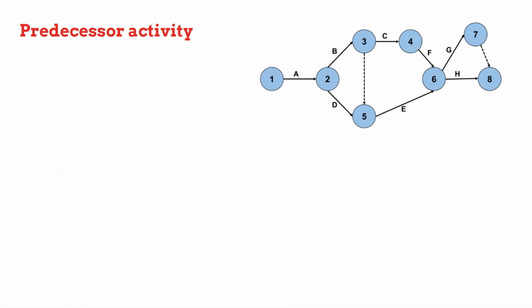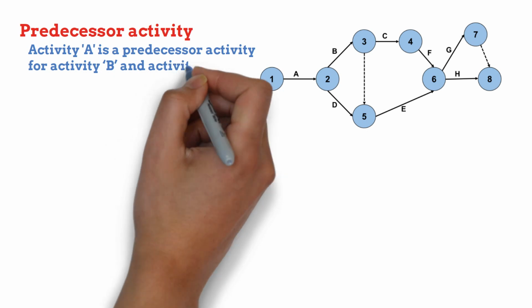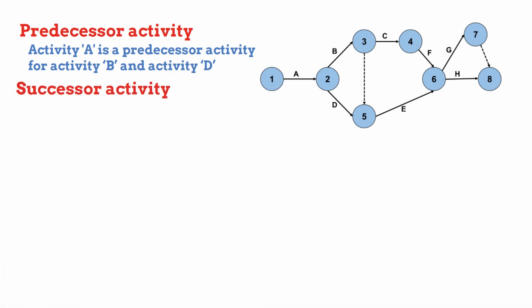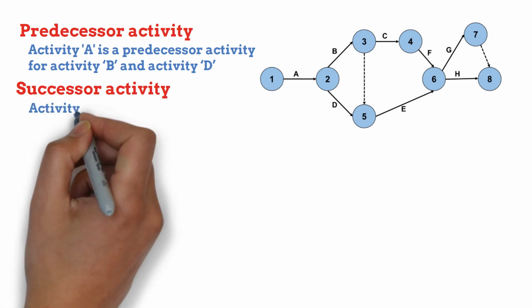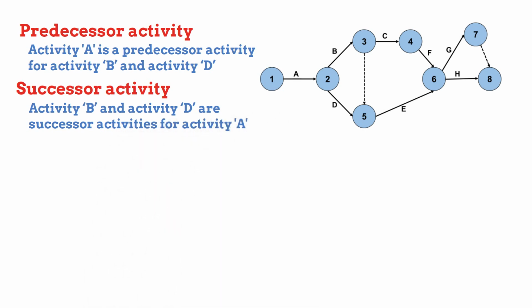Predecessor activity. Activities that must be completed immediately before the start of another activity are called predecessor activities. Here, activity A is a predecessor activity for activity B and activity D. Successor activity. Activities that cannot be started until one or more of the other activities are completed but immediately succeed them are called successor activities. Here, activity B and activity D are successor activities for activity A.